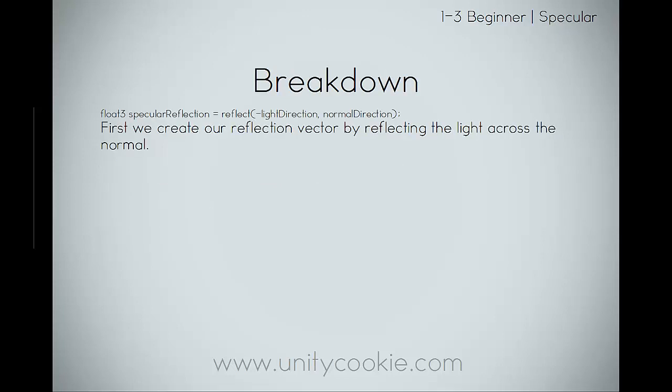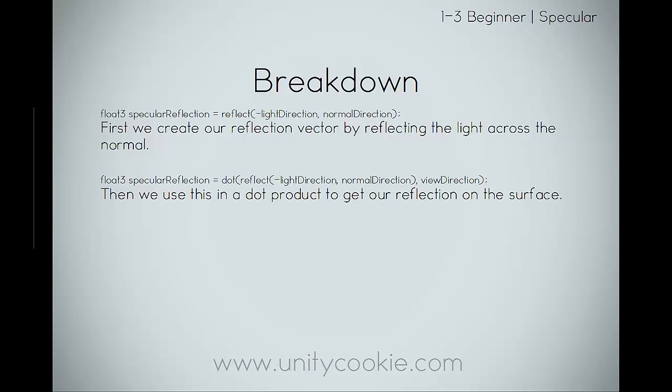Alright, so what we have here is a reflection vector. We create our reflection by reflecting the light across the normal. Unity has a function for this called reflect. Now you notice we're going to reflect negative light direction by normal direction. The reason we use negative light direction is because by default the light is pointing at the object, and the normal is pointing away from the object. So we reverse that so they're both pointing away from the object, and that way we can get our reflection.